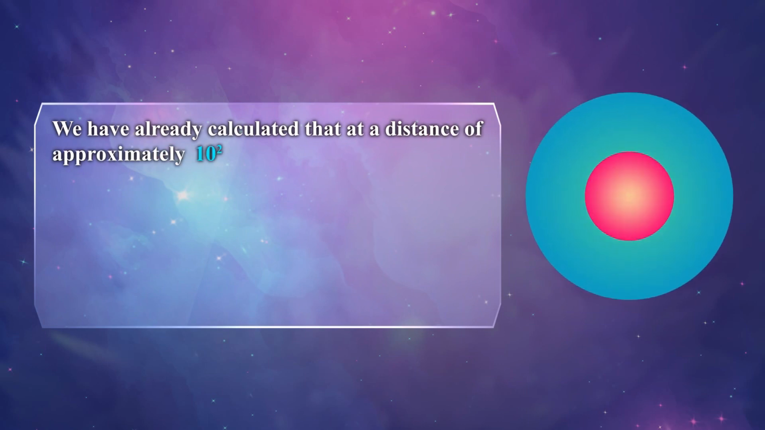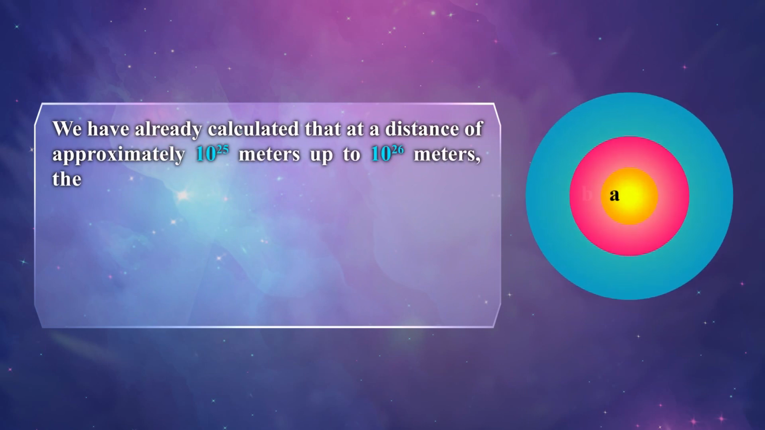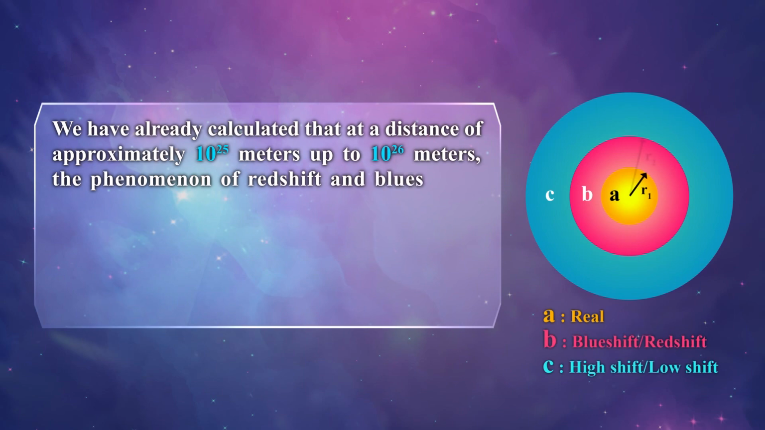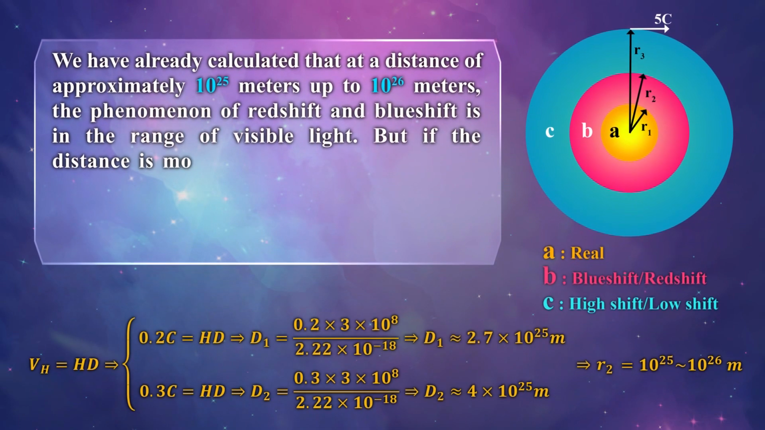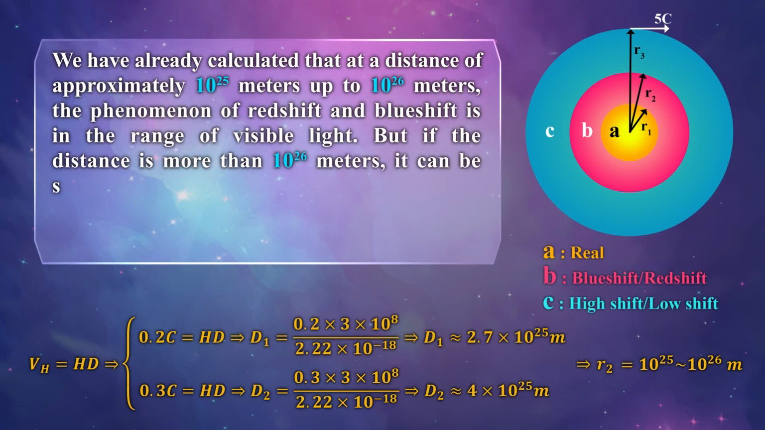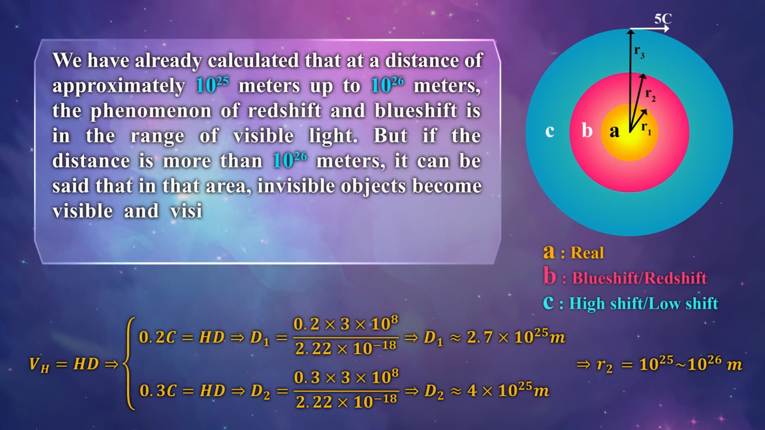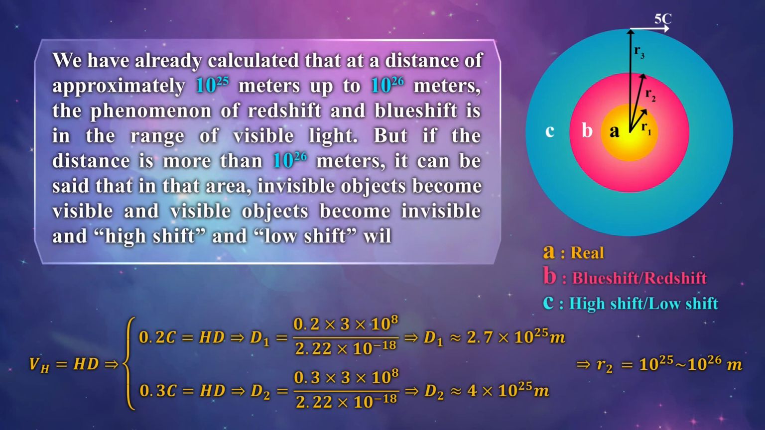We have already calculated that at a distance of approximately 10 to the power of 25 meters up to 10 to the power of 26 meters, the phenomenon of redshift and blue shift is in the range of visible light. But if the distance is more than 10 to the power of 26 meters, it can be said that in that area invisible objects become visible and visible objects become invisible, and high shift and low shift will begin.